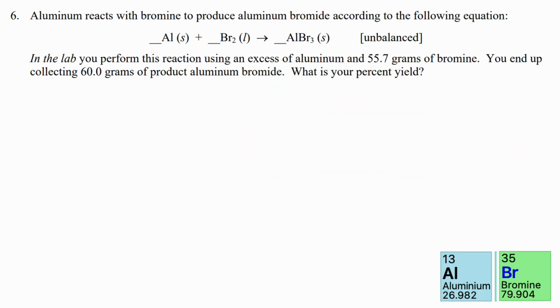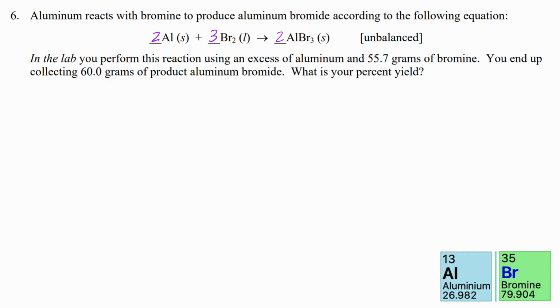All right, number 6, we are given an equation. Our aluminums are already balanced, but our bromines are not. So we have 2 on the left and 3 on the right. So that is going to be a common multiple of 6. So we'll multiply this one by 3 and this one by 2. And that changed our aluminums, and now we are balanced.